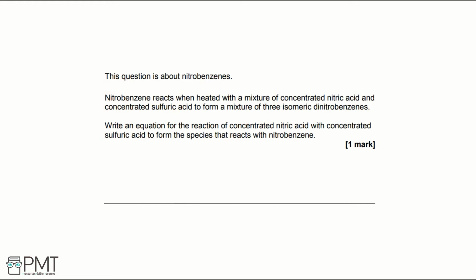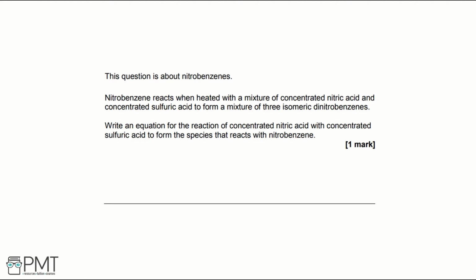This question is about nitrobenzenes. Nitrobenzene reacts when heated with a mixture of concentrated nitric acid and concentrated sulfuric acid to form a mixture of 3 isomeric dinitrobenzenes. Write an equation for the reaction of concentrated nitric acid with concentrated sulfuric acid to form the species that reacts with nitrobenzene.